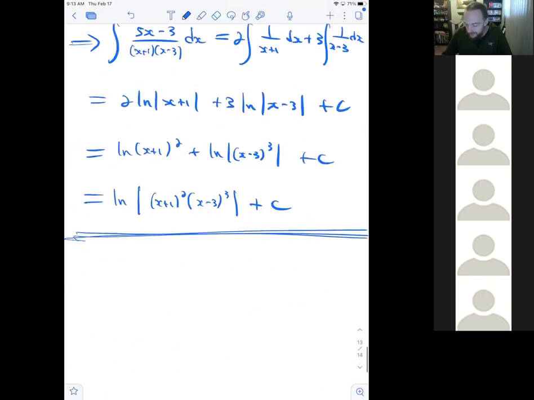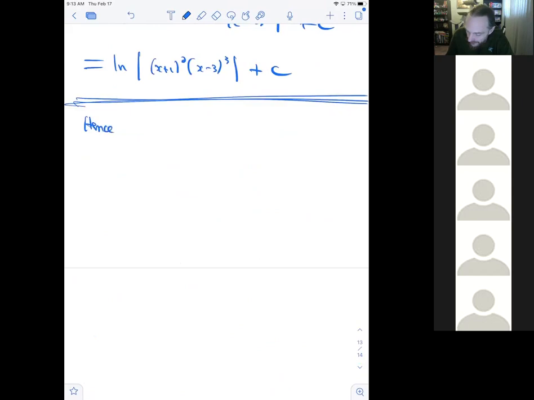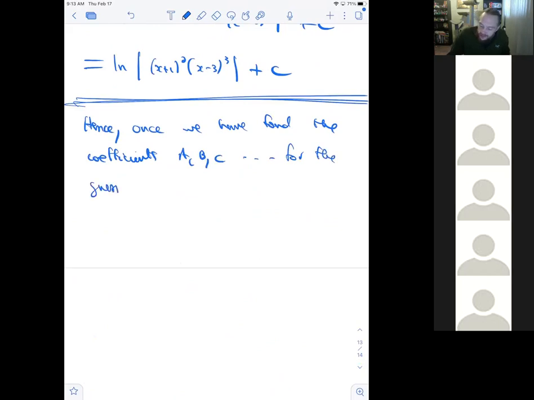So the last thing you do, hence, once we have found the coefficients A, B, C essentially for our guesses, we can integrate where possible. This is not easy. In the worst case scenario is the irreducible quadratic to the power. We're going to have to use trigonometric substitution even to get ourselves out.